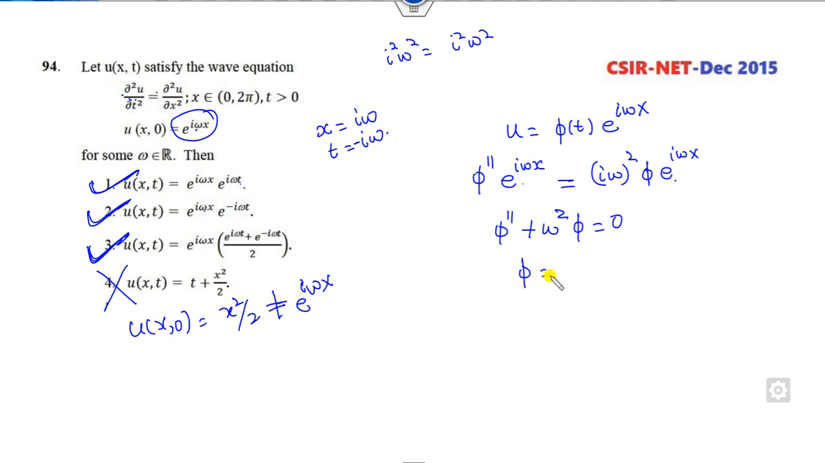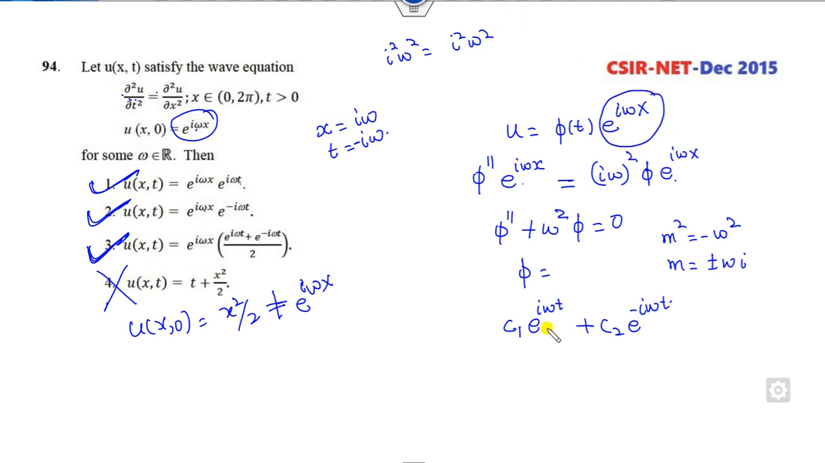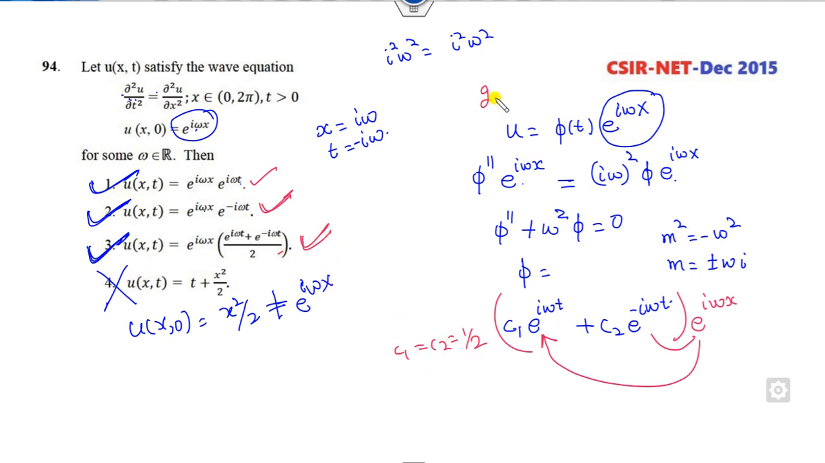So what is the phi of this? m square is minus of omega square, so m is plus minus iota omega. So the solution will be c1 e raised to iota omega t plus c2 e raised to minus iota omega t. If you multiply this by the x part, the first pair is this, the second pair is this, and if you take C1 and C2 as half, then this will be here. So that's the second method you can use, like the earlier described method.